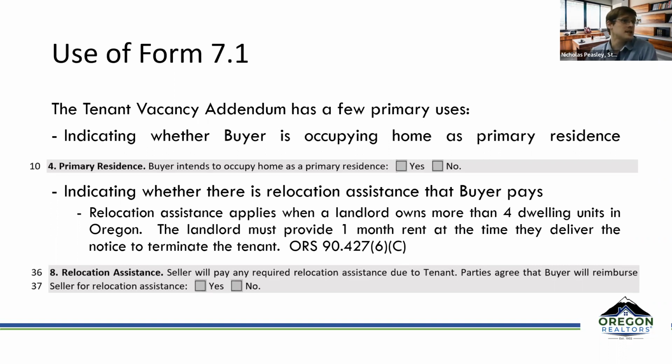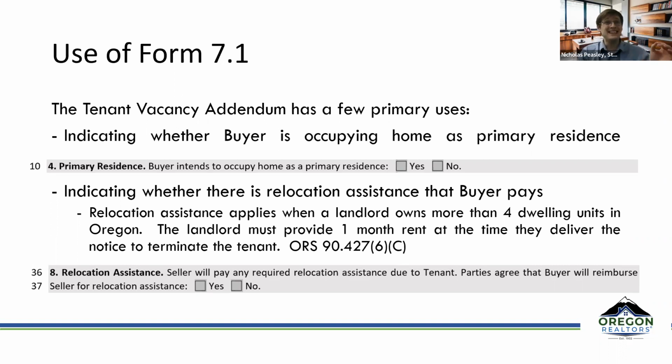I see Cindy says if an owner owns more than 4 properties, but through different LLCs, do they have to pay the tenant to move? That is a fine question. So this is in reference to ORS 94276C, which is relocation assistance. It applies when a landlord owns more than 4 dwelling units in Oregon. The landlord must provide 1 month's rent at the time they deliver the notice of termination to the tenant.